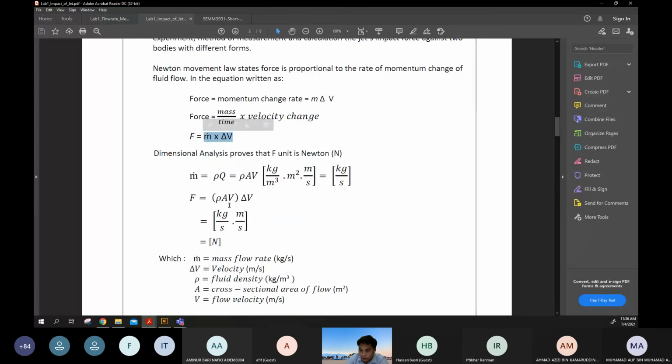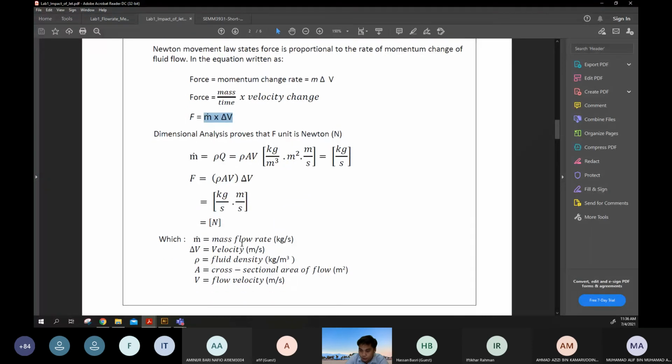This is proven by dimensional analysis, where the force has the unit of Newton. So what you need to know is the mass flow rate, m dot, and the change of velocity, delta v. Rho is density, A is the cross-sectional area of the flow, and v is the flow velocity.